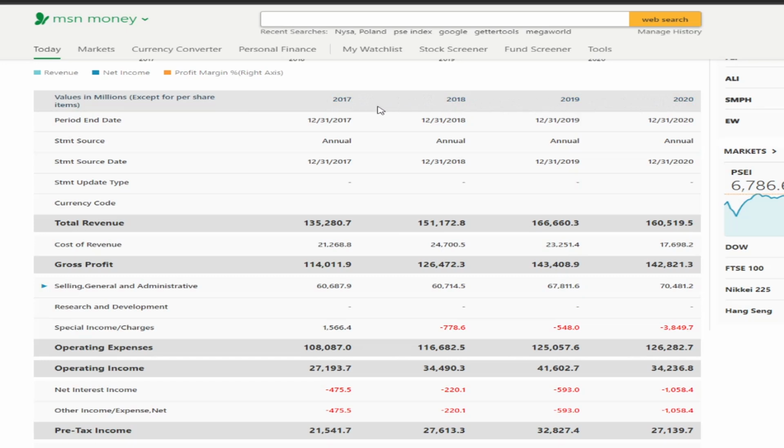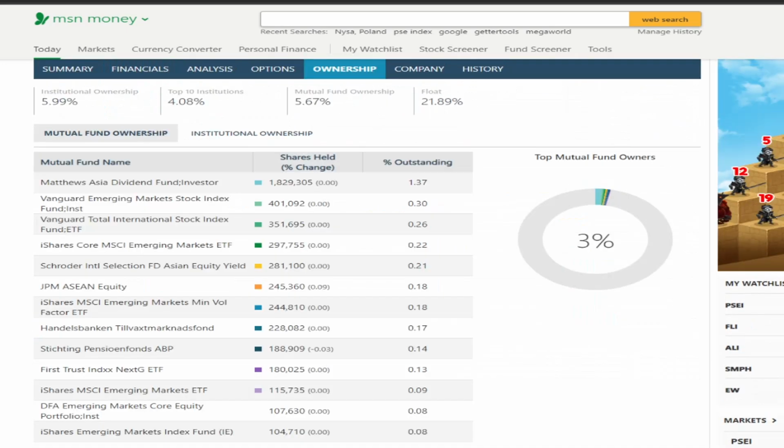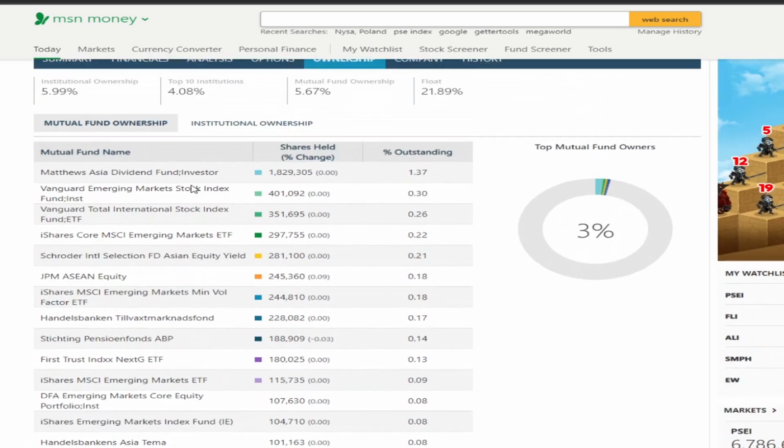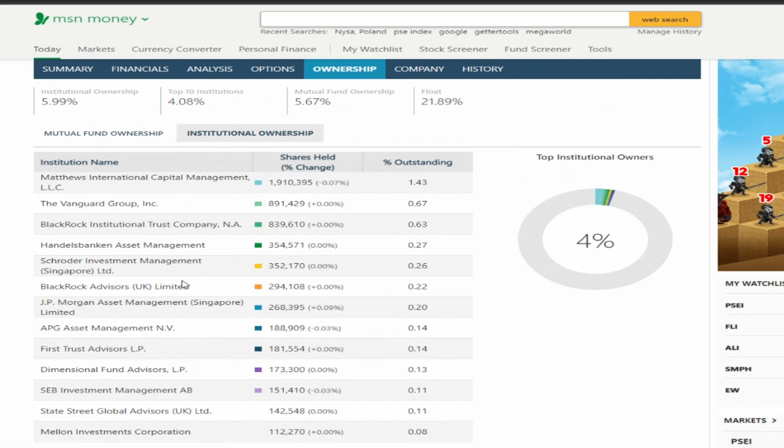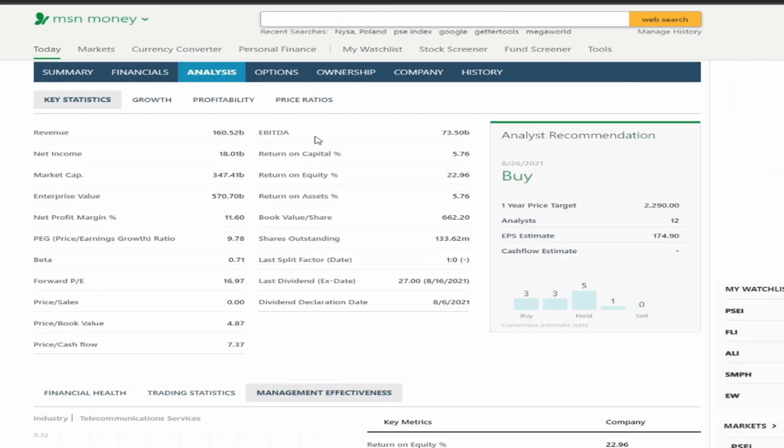So you have a new function here, which is the ownership of the company. You can see here the different mutual funds that invest in this company and also the institutional owners, which is also something to look at when valuating a company. Now, one function that can help out new investors here is the Analyst Recommendation. Here, you will see how analysts think of the company, the number of analysts that said to just hold it for now, and those who recommend a buy or sell for this one.